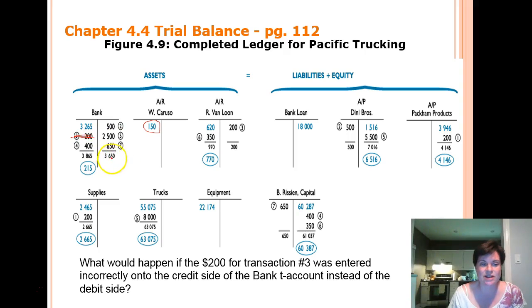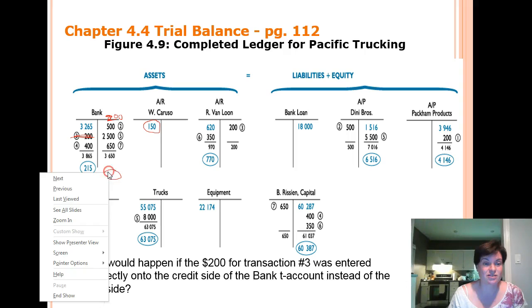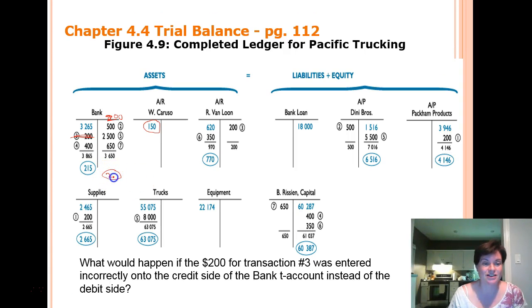So my question to you is, what if we accidentally didn't record it on this side, but rather we recorded this transaction over here for $200? So we recorded it on the credit side for $200, and sorry, I've totally messed this up. Well, what would happen? Well, this would be $200 higher, so this would be $4,065, and this would be $200 lower, so $3,600, and this would be $200 higher, and we'd actually end up with a negative balance of $215. It actually would end up with a credit balance, and it would be on this side. So that's what would happen if we recorded that transaction on the wrong side.